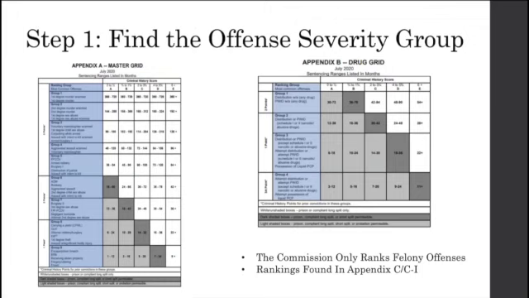So that's first-degree murder while armed and first-degree murder for the master grid, and distribution with a weapon of a drug in group one, or possession with intent to distribute with a weapon of a drug on the drug grid. So they work very similarly.